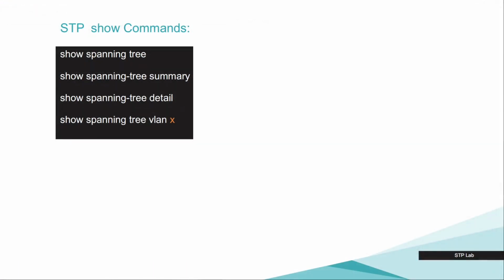Here are some important show commands that we can do for our spanning tree protocol. We can do the command show spanning tree. We saw this command before. We can also do show spanning tree summary, show spanning tree detail, and show spanning tree VLAN, and then specify the VLAN.